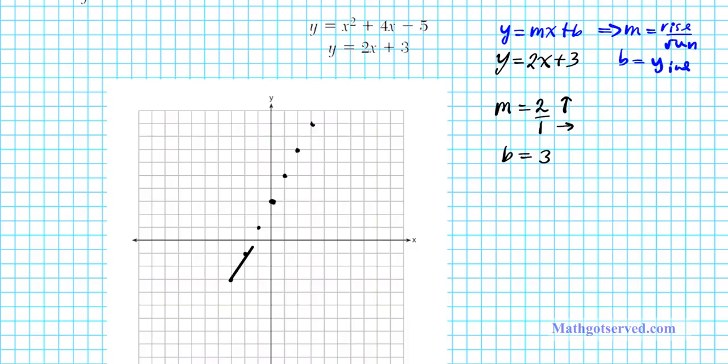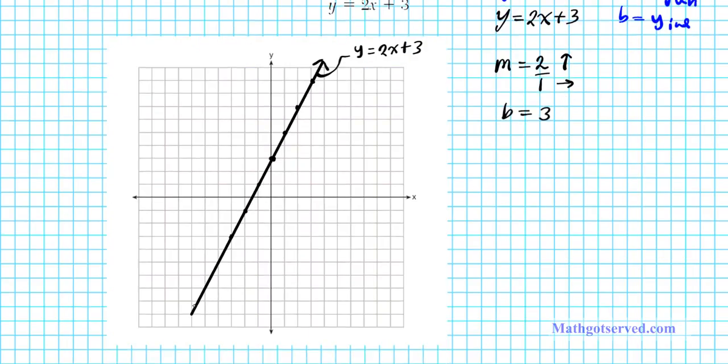I'm going to be graphing this with a graphing calculator momentarily, but this is very easy to draw by hand, so I might as well take advantage of that. But it's a different story, of course, with the parabola, which is a little bit more complicated. Okay, so there goes our line. We have the line drawn. Let's label it. The equation of this line we just drew is y equals 2x plus 3.